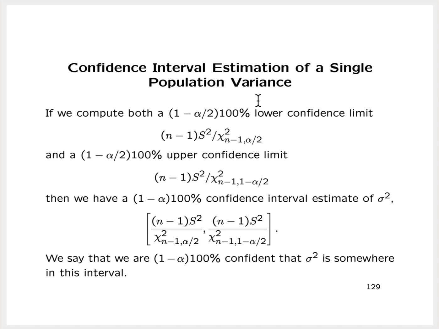Now, if we compute both a 1 minus alpha over 2 times 100% lower confidence limit, which would be given by this expression here, and a 1 minus alpha over 2 times 100% upper confidence limit for sigma squared, and put them together, then what we have combined together is a 1 minus alpha times 100% two-sided confidence interval for sigma squared. And once we've constructed that, we say that we are 1 minus alpha times 100% confident that sigma squared is somewhere in this interval.